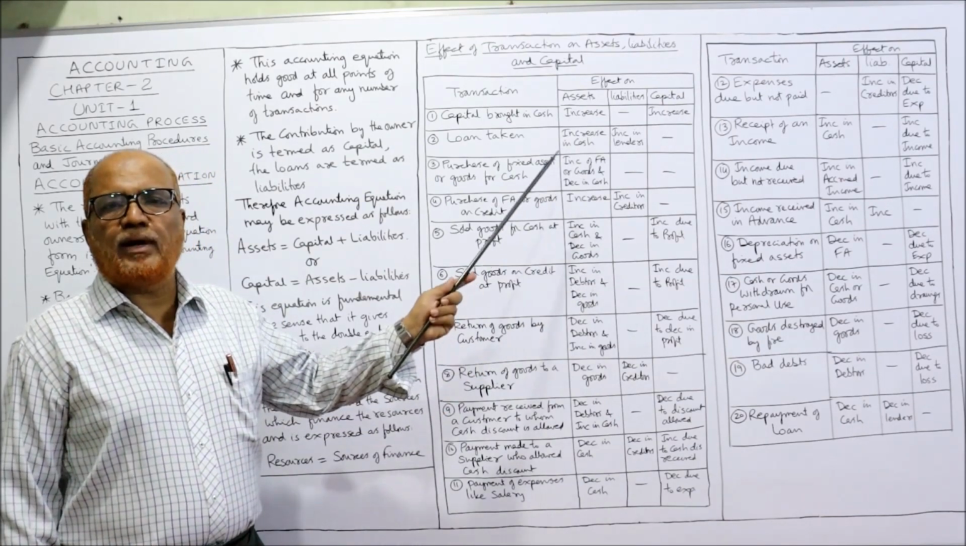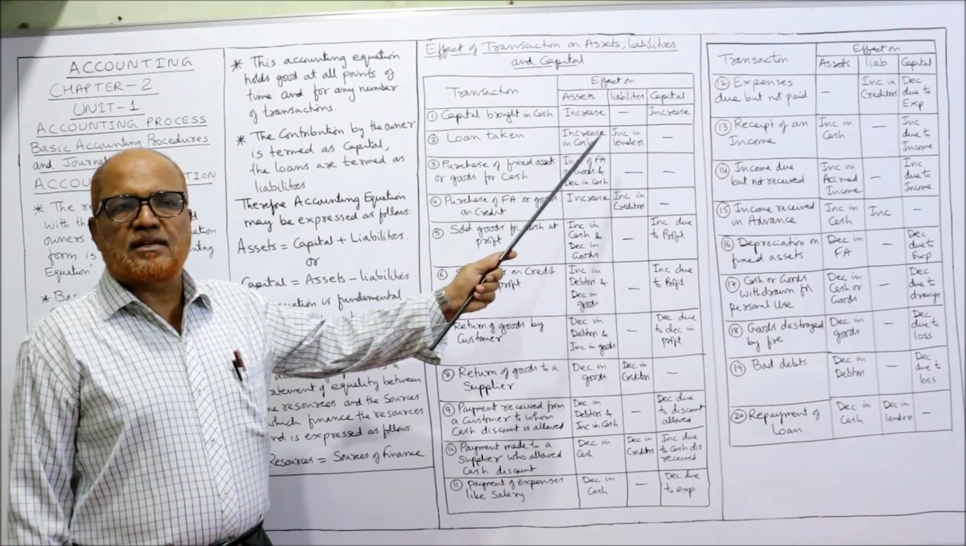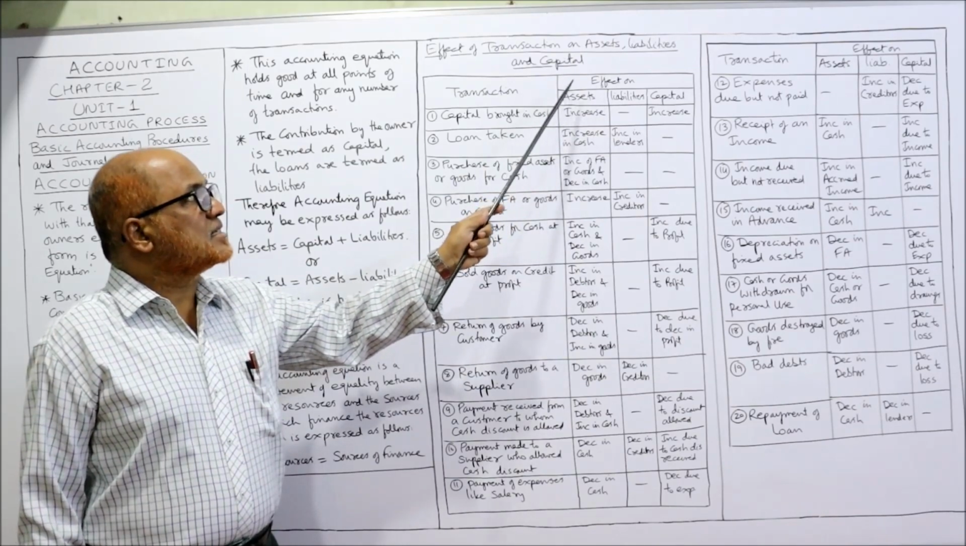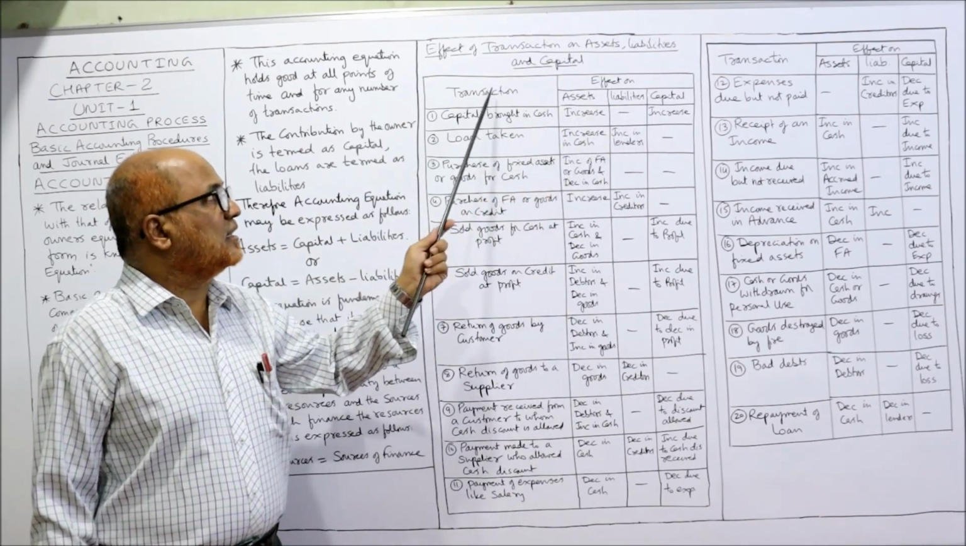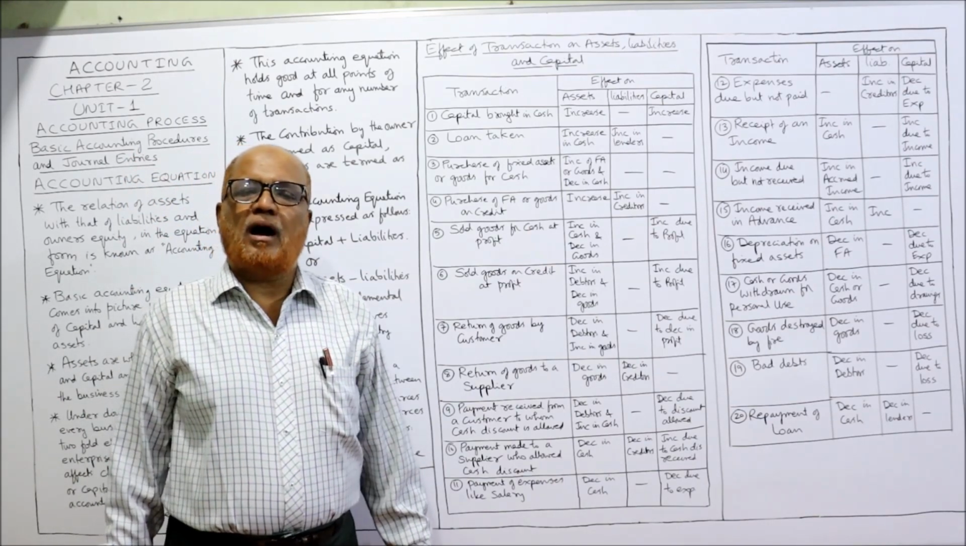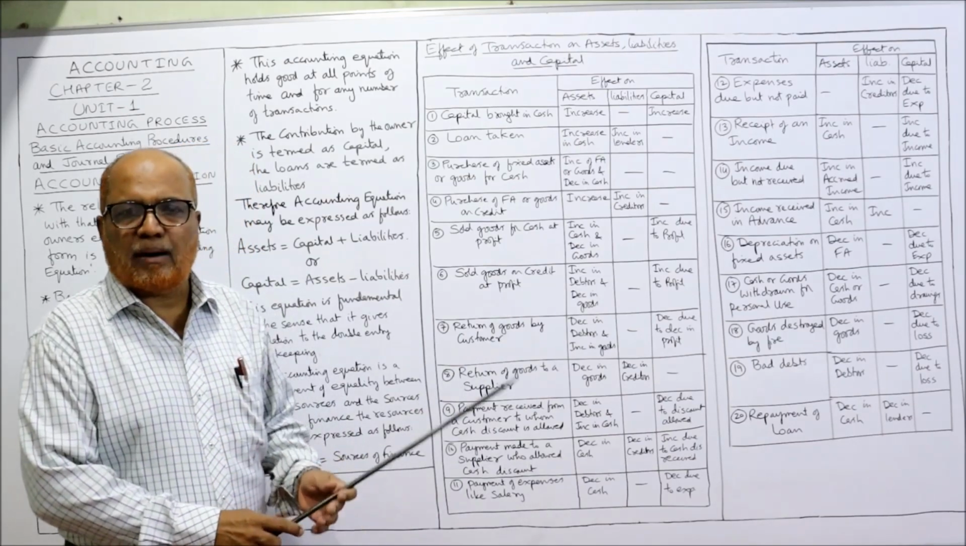So first of all, we are drawing three columns at the extreme right hand side. That is assets, liabilities and capital. Effect on assets, liabilities and capital, and these are the transactions. In this table, I am going to explain how each transaction will affect the assets, liabilities and capital.